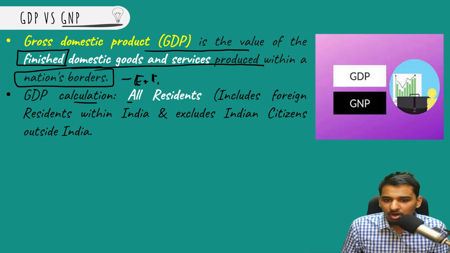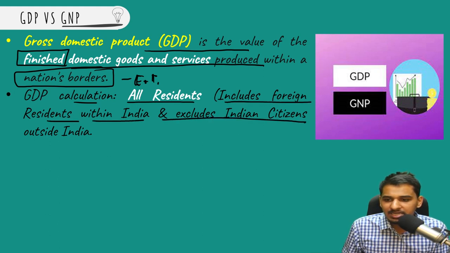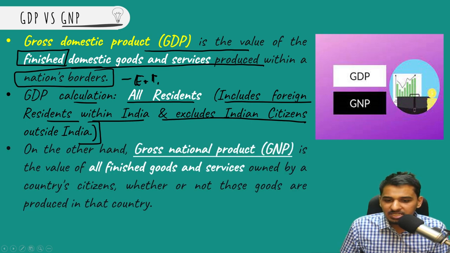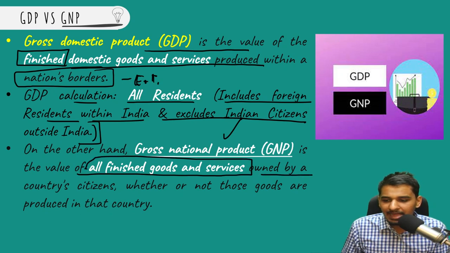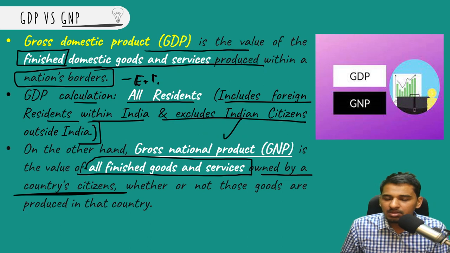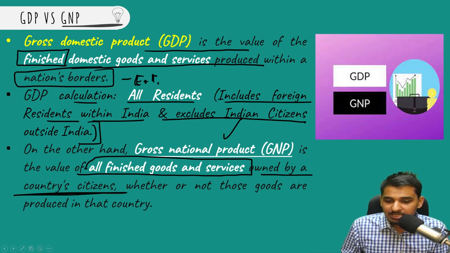GDP calculation for residents includes foreign residents within India and excludes Indian residents outside India. So it is for all residents, as I was saying. Anyone can be there; if they are in the economic territory of India and if they are producing something, it will be part of GDP. But GNP is the value of all finished goods and services owned by a country's citizens, very important, whether or not these goods are produced in that country.